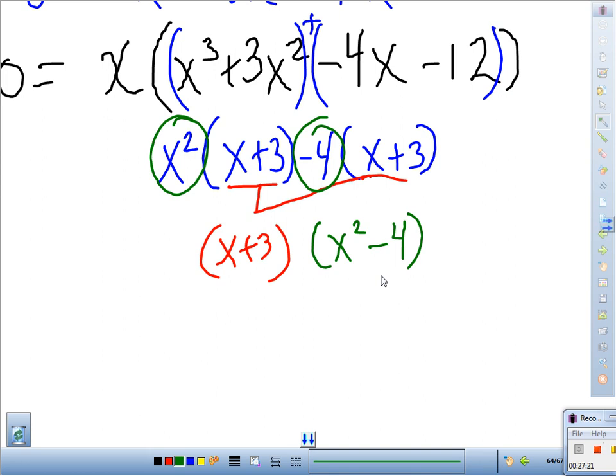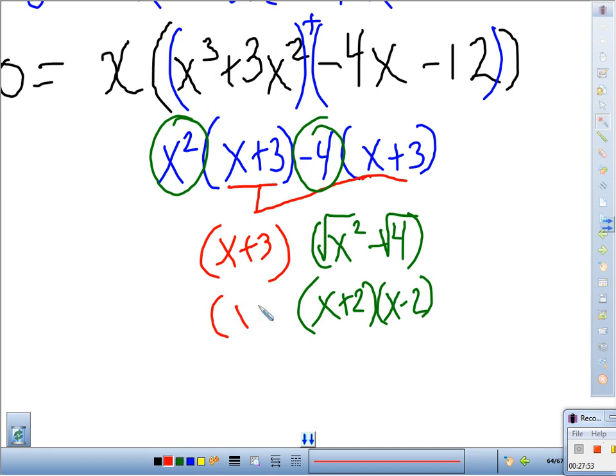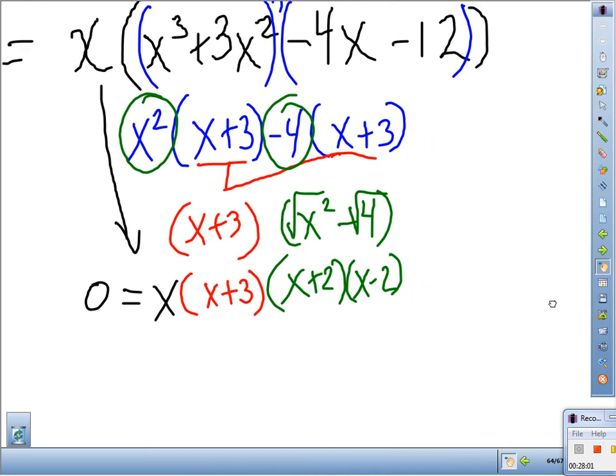Yeah, it's a little shortcut. Who's got it? Lauren? Square root, so we end up with x plus 2, x minus 2. That is correct. Lauren, let's go. Bring down the x plus 3, and don't forget about the BFF. What's the BFF? X, and all that equal to 0.